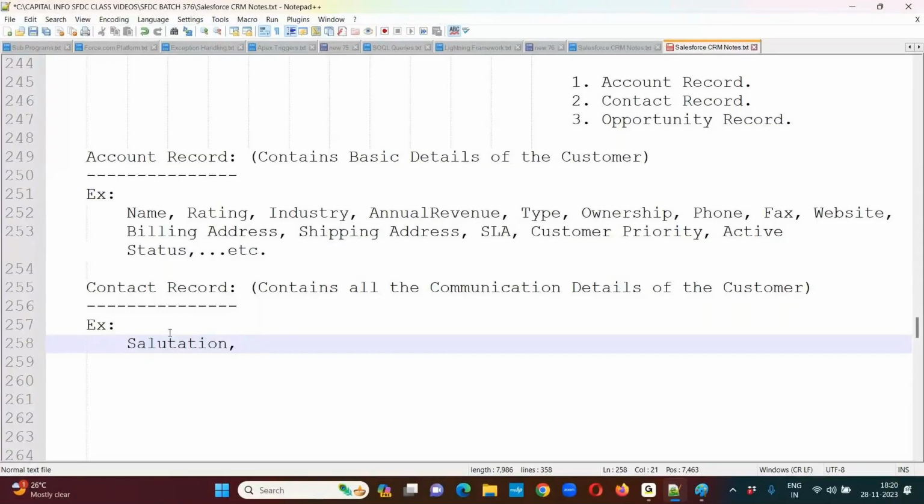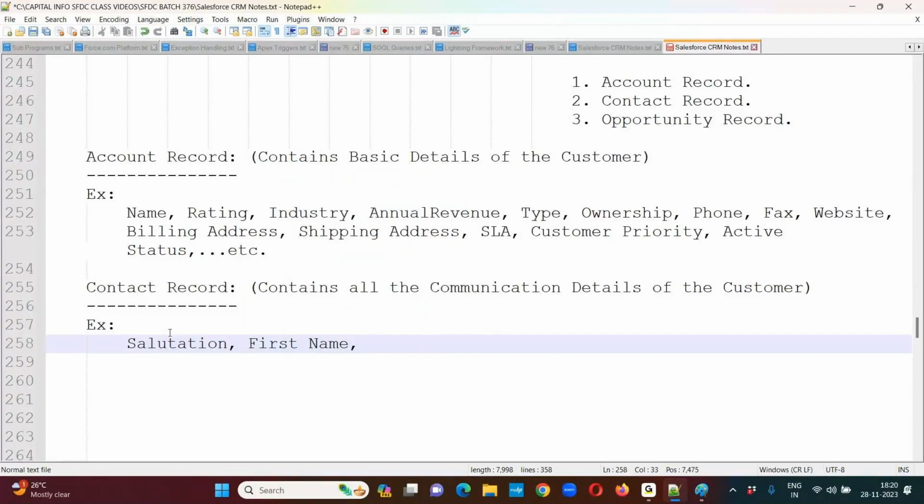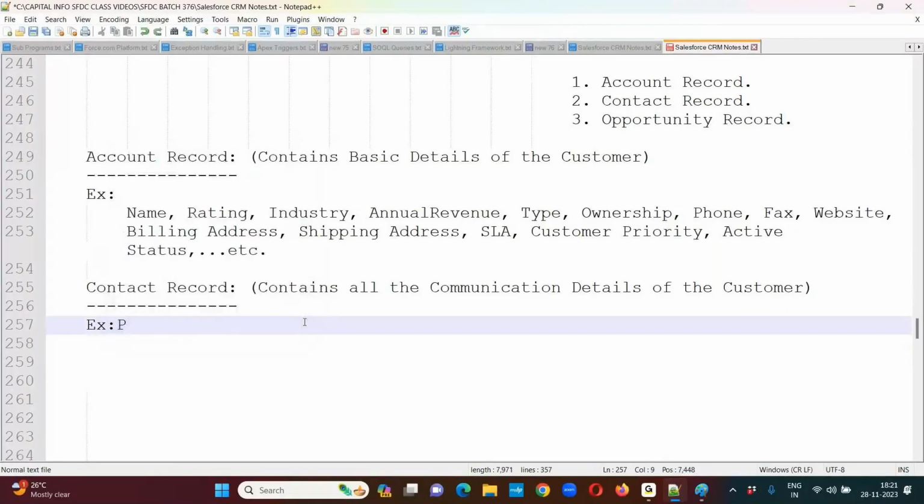And then the first name of the contact person, last name of the contact person, title, that means the designation of the person, and the birth date of that contact person, that means the customer, in order to send greeting cards and wishes to that customer on the occasion of his birthday, so that we can maintain proper communication with our customers also.